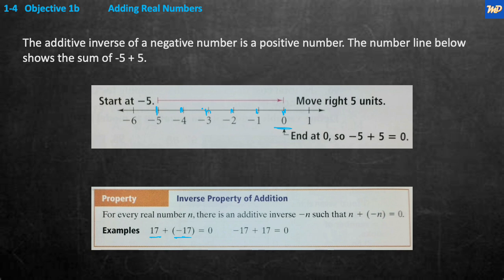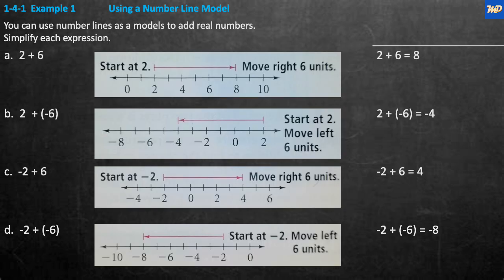Okay, good deal. So example 1, using a number line model. So we're going to look at these additive inverses and such using a number line. So simplify each expression, okay? You can use the number line as a model to add real numbers, it says. So in A, 2 plus 6. So what are we going to do? We're going to start here at 2, and we're going to add 6. And we do 1, 2, 3, 4, 5, 6. We end up at 8. So 2 plus 6 is equal to 8. Here it is right here. 2 plus 6 is 8.